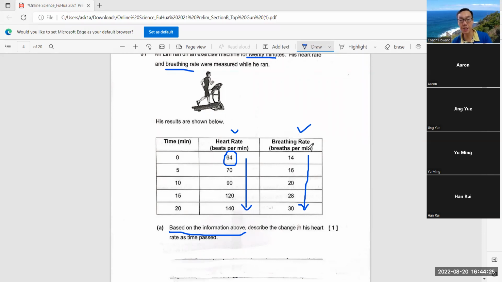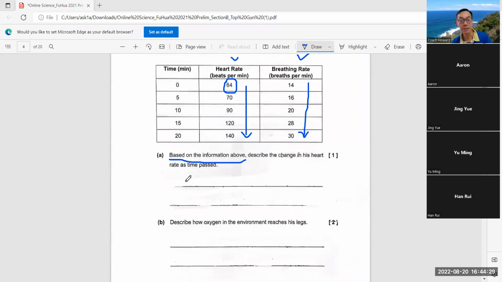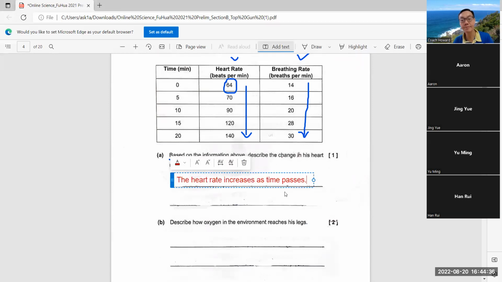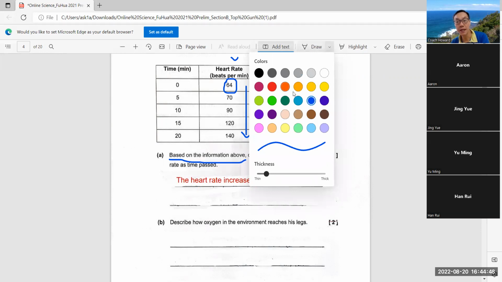Okay, describe the change. Can you see this is the heart rate? So you should say as time passes, his heart rate increases. Okay, the heart rate increases as time passes, or you can say as the time passes, his heart rate increases.